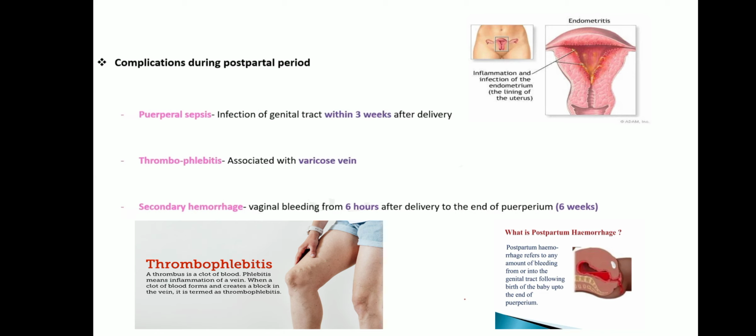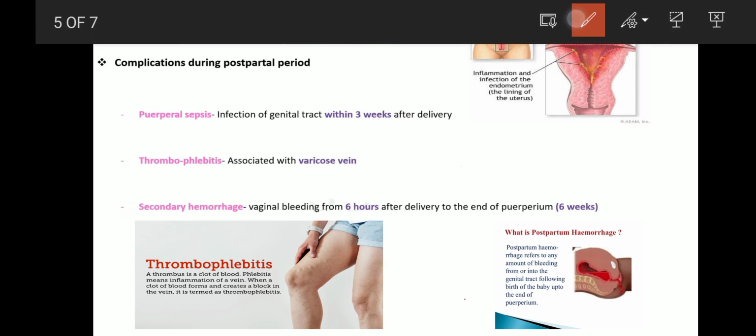Moving on to the complications of the postpartum period. We know that certain complications will arise during the postpartum period. They have to be recognized as early as possible, and we have to deal with them promptly. We have three complications given here.